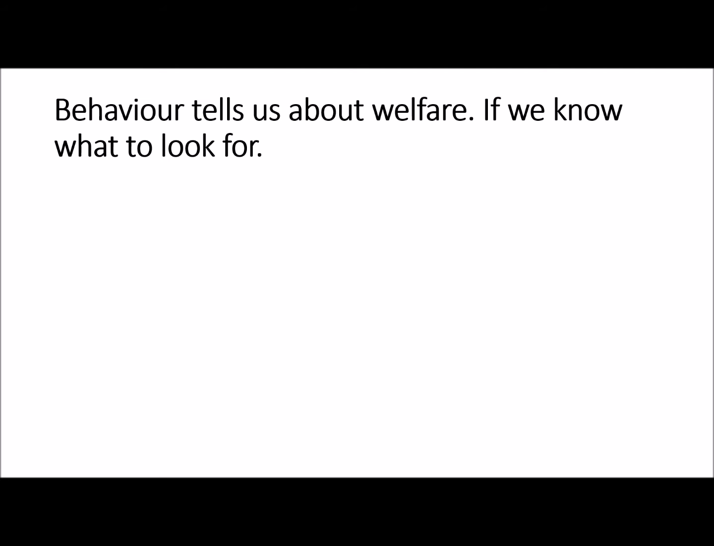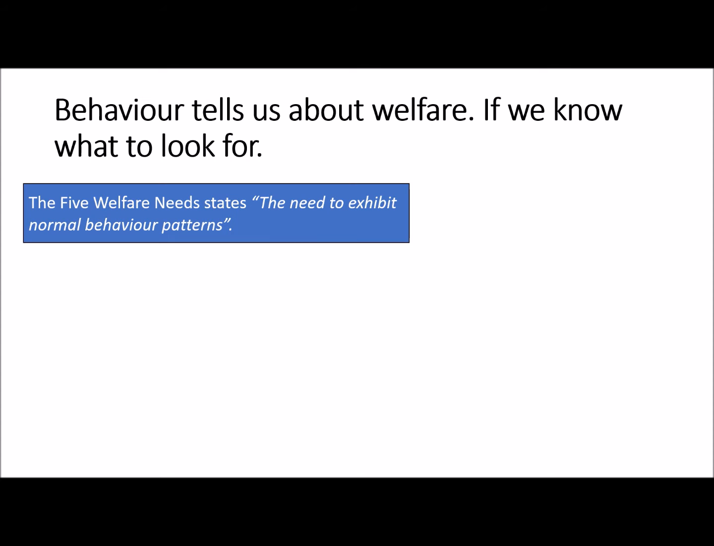So what I mean by all of that, for the mammalian animal, for the non-mammalian animal, for the human or non-human animal, is that behaviour tells us about welfare. So long as we know what to look for, we can infer welfare state, good, neutral, or poor, based on the animal's behaviour. In policy and law, we have the 5 welfare needs, which are based on the 5 freedoms. And the 5 welfare needs currently state the need to exhibit a normal behaviour pattern. This is stated in the Animal Welfare Act from 2006.